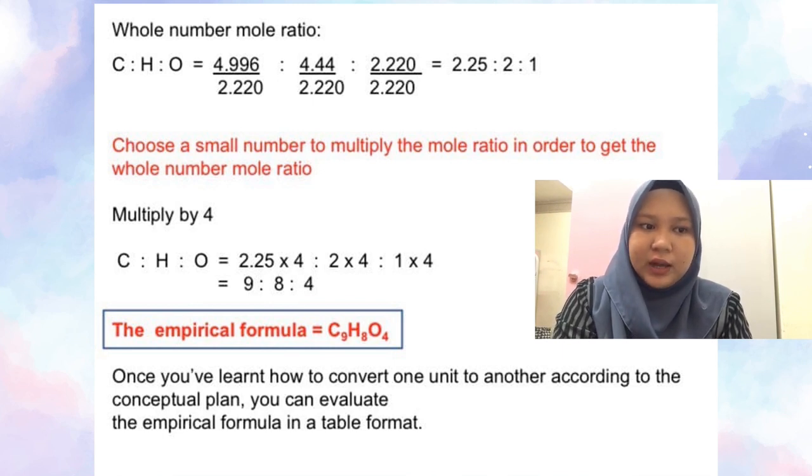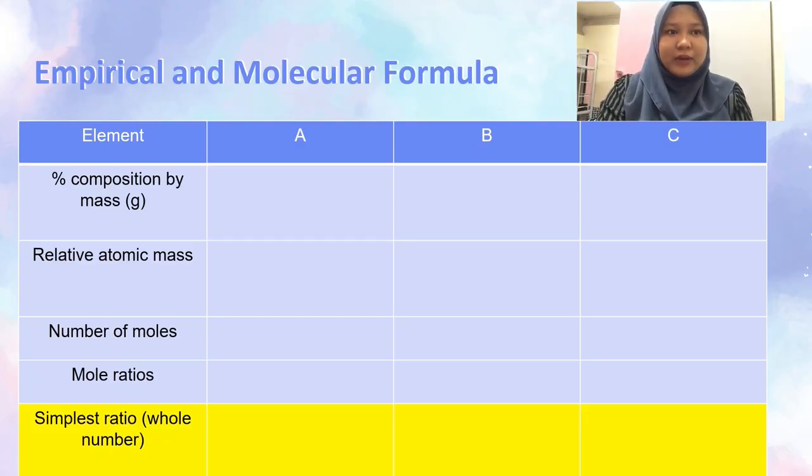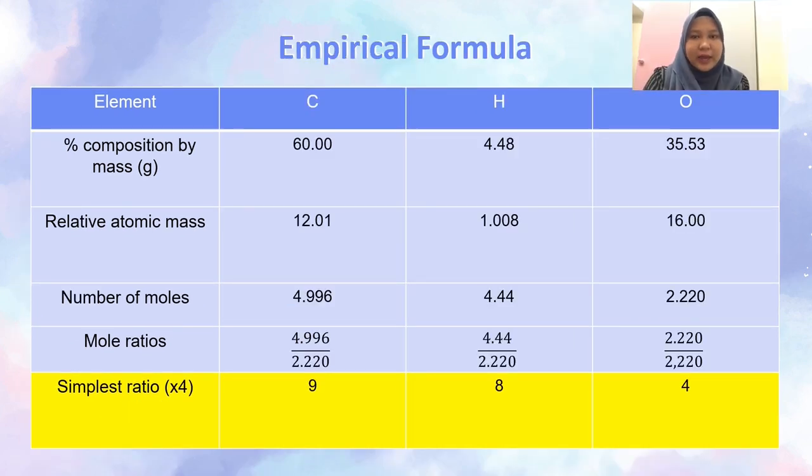Once you have learned how to convert one unit to another according to the conceptual plan, you can evaluate the empirical formula in a table format. This is how to find the empirical and molecular formula. First, make a table with elements A, B and C, percentage composition by mass in grams, relative atomic mass, number of moles, mole ratio, simplest ratio, and whole number. This is how to get the empirical formula.